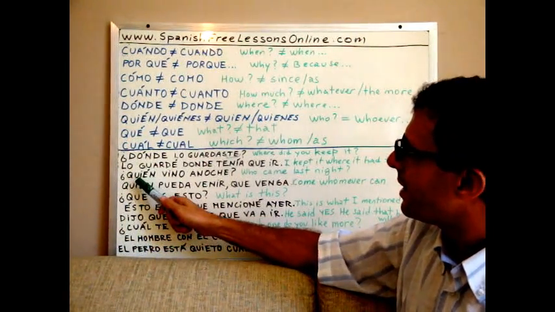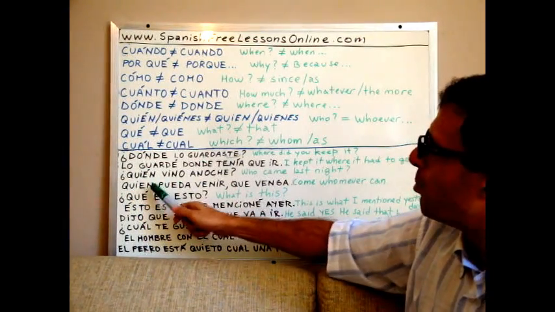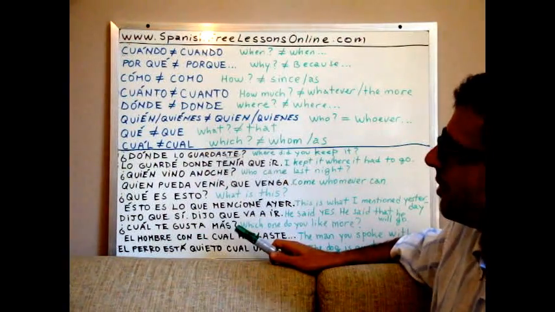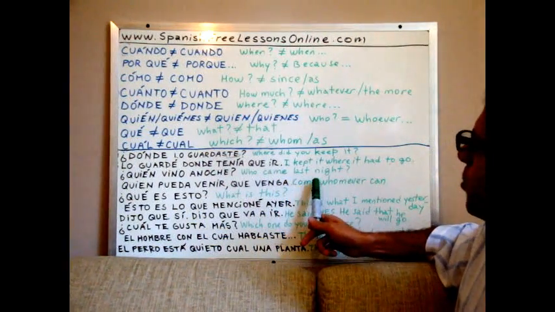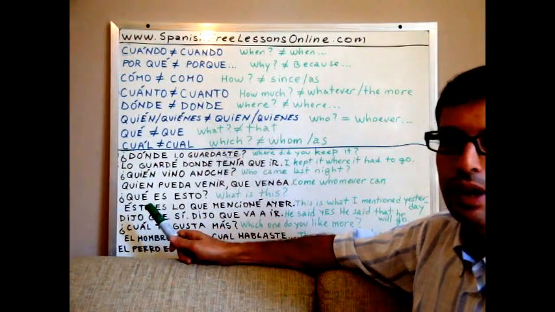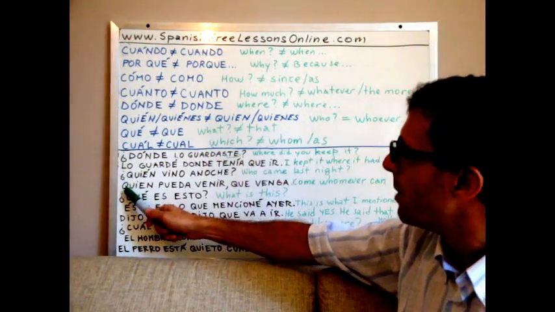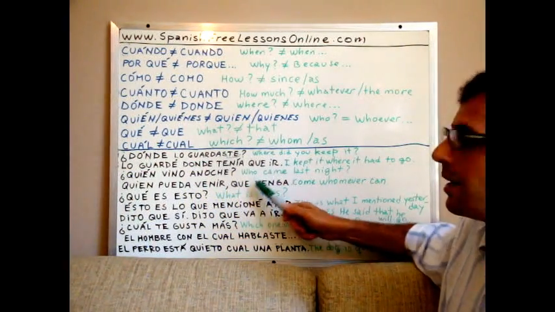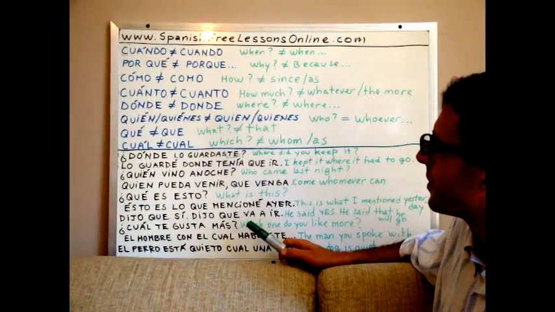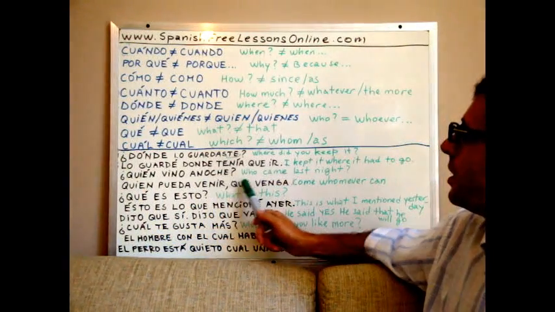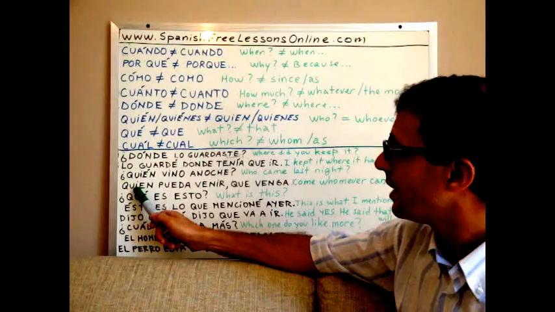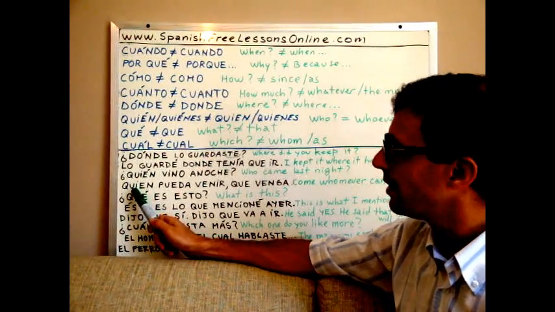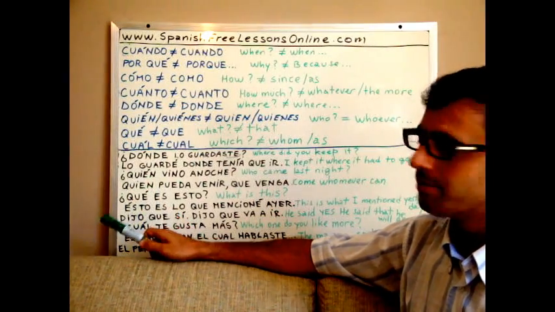So, ¿quién vino anoche? And quien pueda venir, que venga. Quien pueda venir, que venga. This means come whomever can, right? Let's translate it word by word. Whomever can come, come. Then come, okay? Whomever can come, come. In this case, quien is not an inquisition, right? That's why it doesn't carry a tilde.